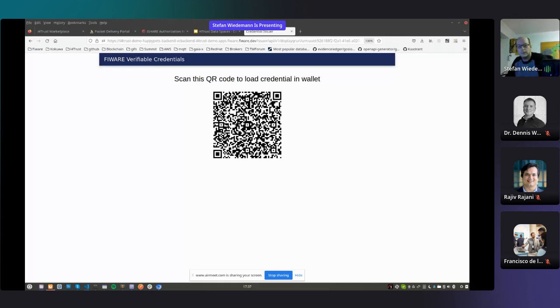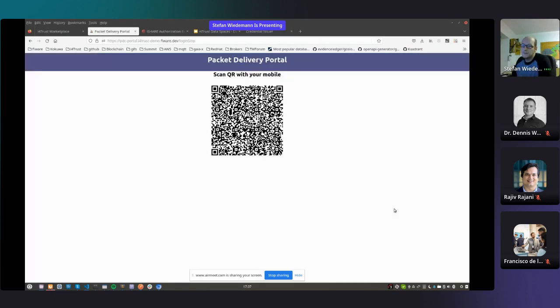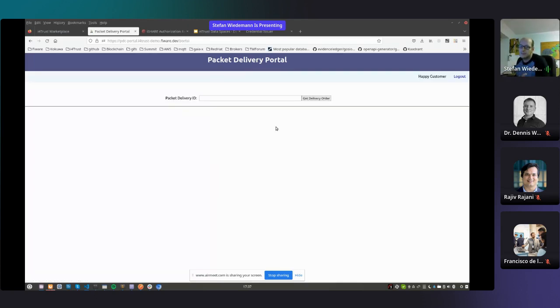You can see this here. Let's see. Okay, so I now have the credential on my phone and can save it. And then I can go to the login where we have it here and scan this QR code here with my wallet. There. And now the wallet asks me to send the credential. And when I click on send, we will now be redirected to the actual service.